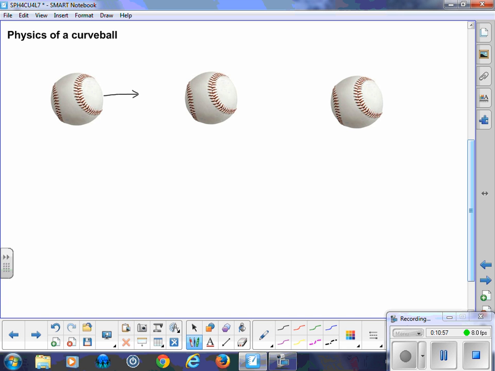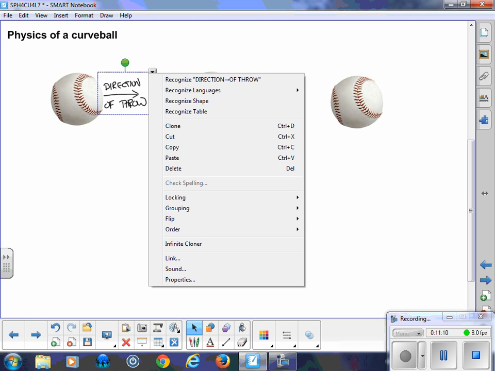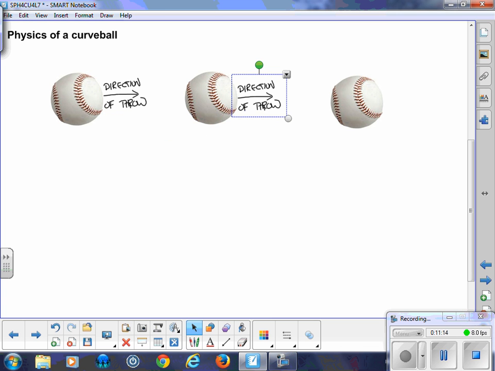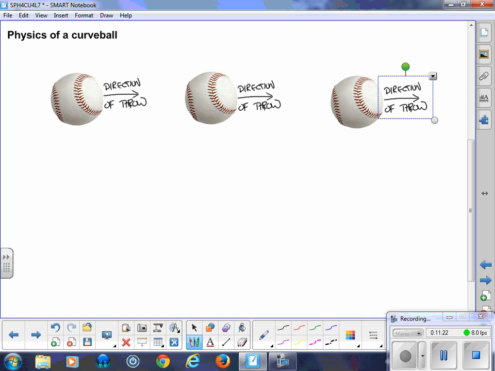here's our direction of throw. So direction of throw. So if you want to copy that a couple times here, I'm going to cheat outrageously here and clone it. Clone. And clone. So in each case, there we go. So if we just throw it, and I'm going to call it normal. So a normal throw.